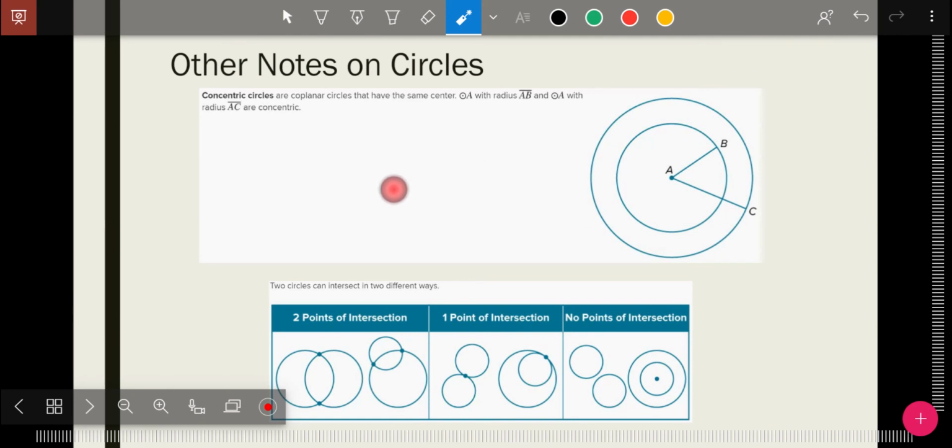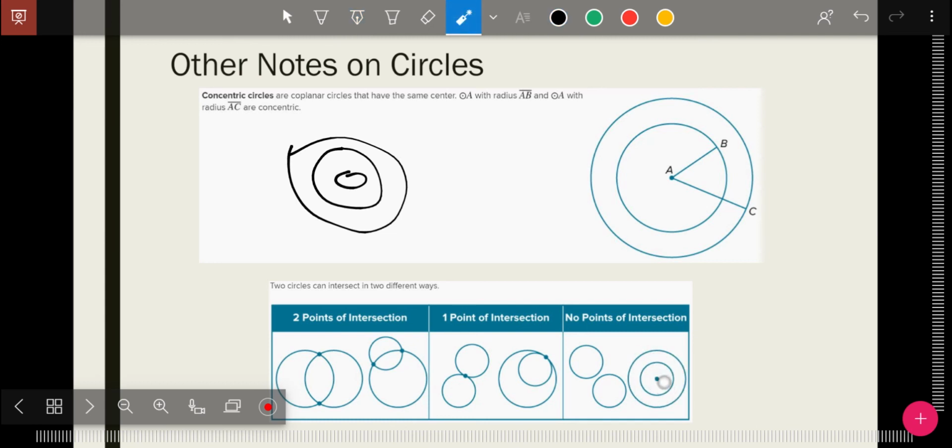This is a vocabulary word that you're going to want to have. Concentric circles. All right. I always think when people say concentric circles, it looks like the dartboard. All right. They have the same center, but they're different size circles. So those are concentric. They have an example of it down here as well.